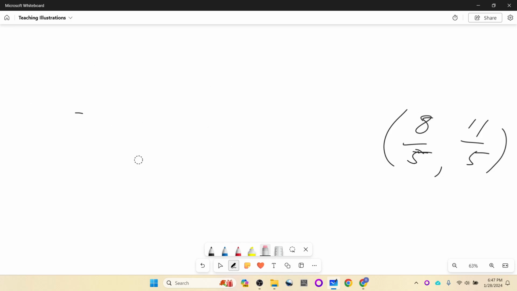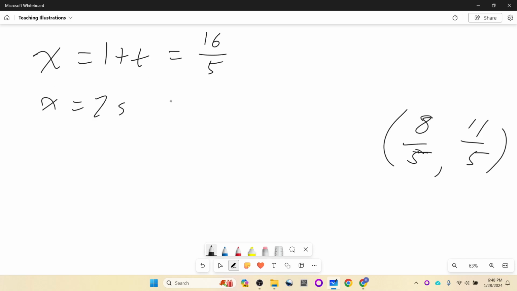All right. So for x, x is 1 plus t, which is 1 plus 11 over 5, which is 16 over 5. And x is 2s, which is 2 times 8 over 5, which is also 16 over 5. Okay, so the x's work.